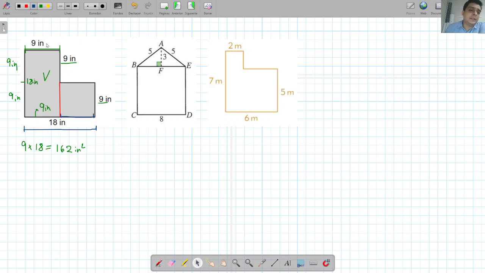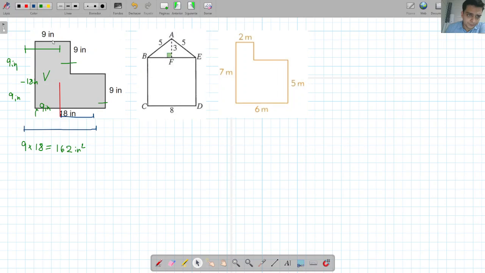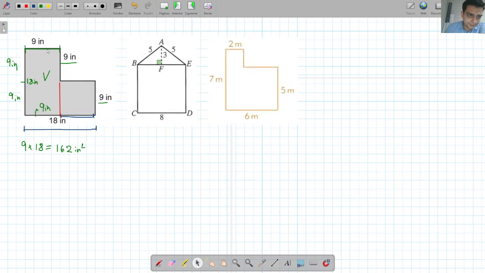But as you can see, this part is 9 inches. If here we have 9 inches, how many inches we need to get to 18? Another 9 inches, so we have 9 inches here. This is a square, which is 9 times 9 inches, 81 inches. Therefore, we found the second area.